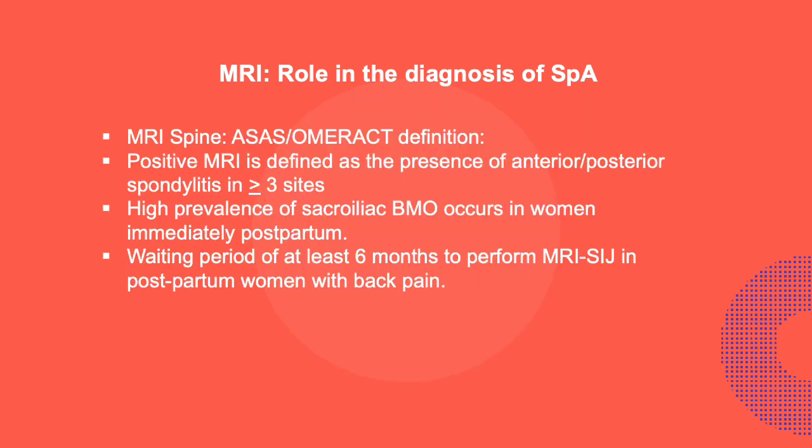As per ASAS MRI definition, positive MRI is defined as the presence of anterior or posterior spondylitis in 3 or more than 3 sites. There is high prevalence of sacroiliac bone marrow edema that occurs in women immediately in the postpartum period. Therefore, a waiting period of 6 months is advisable before performing MRI sacroiliac joint in the postpartum woman with back pain.